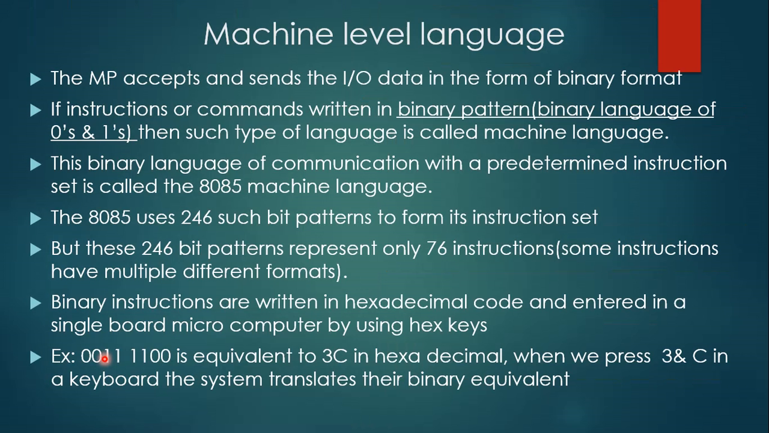For example, the binary code 00111100's equivalent hexadecimal code is 3C. Instead of typing this binary code, if you press 3 and C on a keyboard, the corresponding predefined operation is performed. Means to every hex code, the manufacturer frames some specific predefined operation.